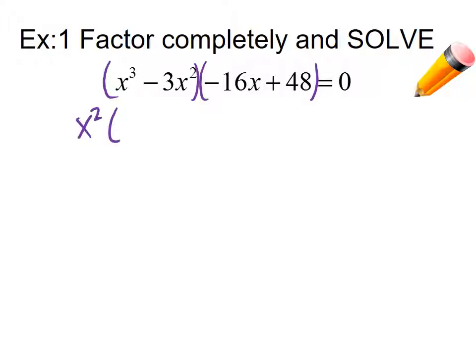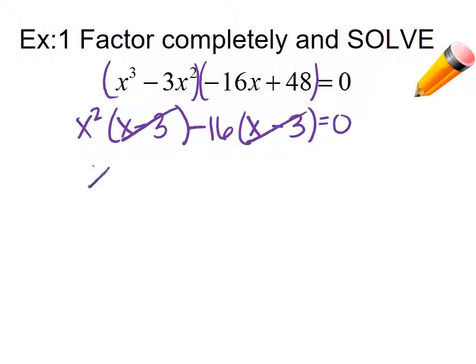The GCF of my first parentheses is x squared. That leaves me with an x minus 3. On my second set of parentheses, just based on the signs, I can already tell I'm going to need to take out a negative. And I first want to check to see if 16 divides out evenly, and it does. So that's going to leave me with an x and a negative 3. Still all equal to 0. We ended up with the same factor twice, so if I divide that out, remaining I have x squared minus 16. Still all equal to 0.